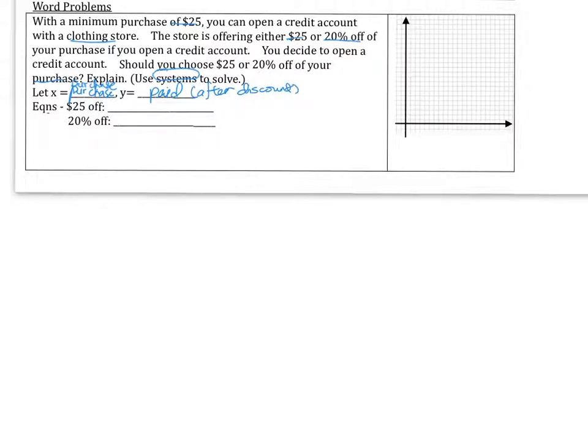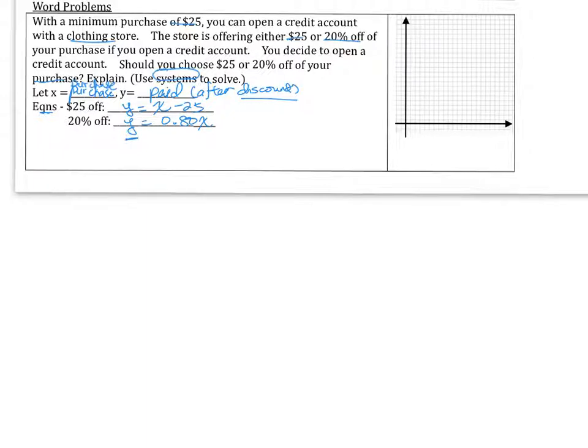Okay, so your first equation will represent the $25 off. So I would take the paid amount, Y, and set it equal to the purchase amount minus 25. And the other one would be, again, Y equal to 0.80 times the purchase amount. So Y would be the amount that you are going to pay after the discount.